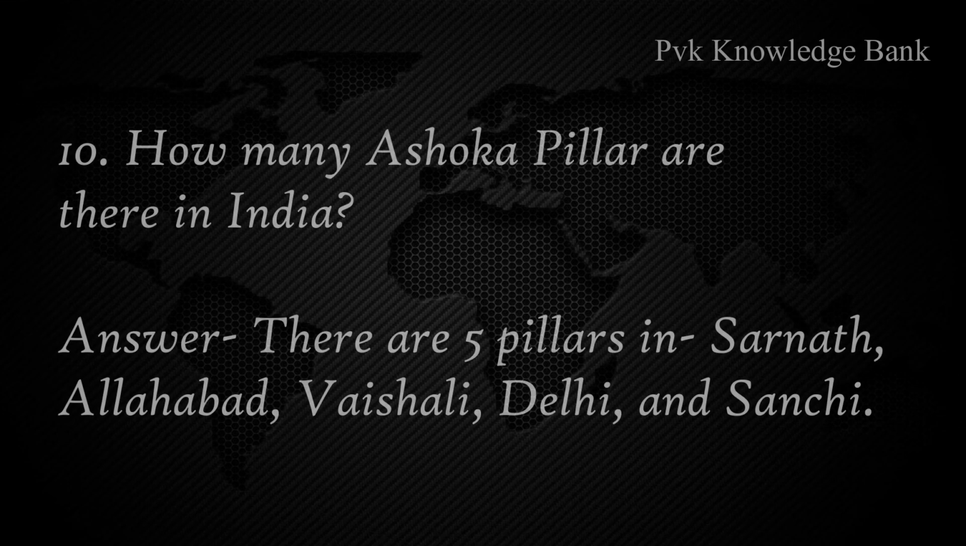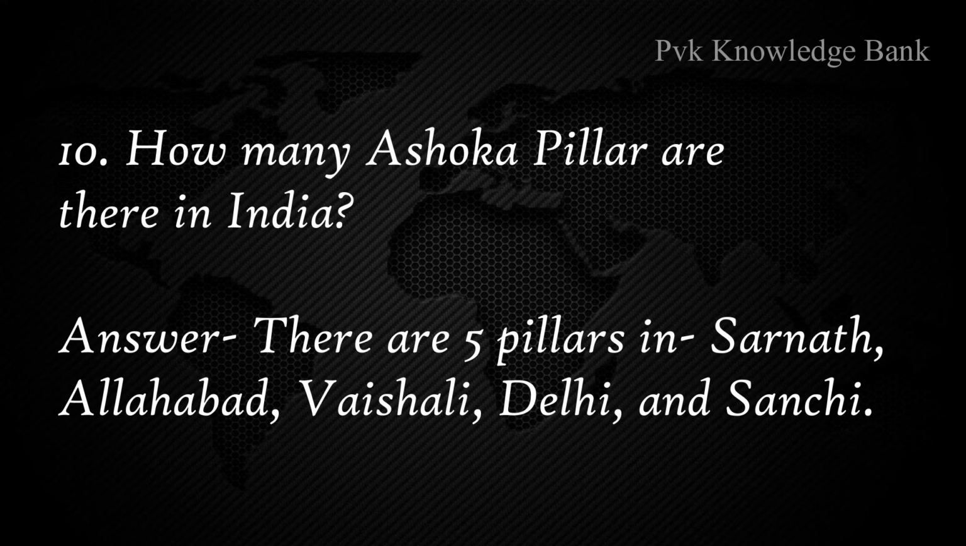Question number 10. How many Ashoka Pillar are there in India? Answer. There are 5 pillars in India: Sarnath, Allahabad, Vaishali, Delhi, and Sanchi.